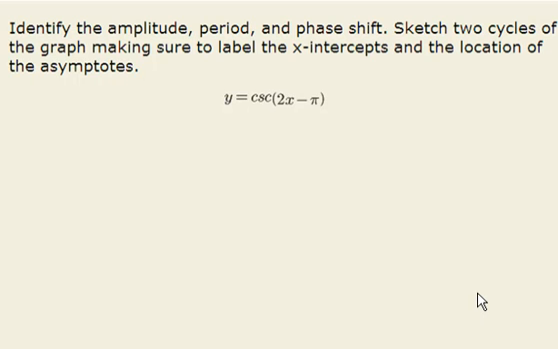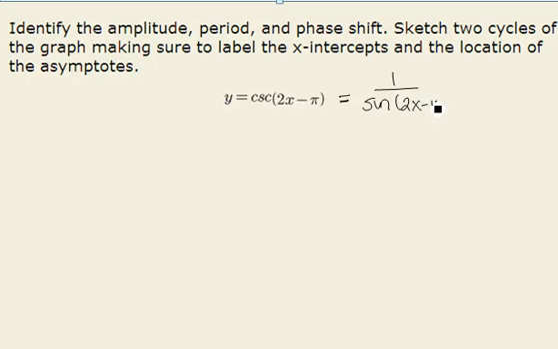In this problem, we are asked to sketch 2 cycles of the graph of y equals the cosecant of 2x minus pi, making sure we label the x-intercepts and the locations of the asymptotes. We are ready to sketch this graph, and we can recognize that in order to sketch this graph, we could look at its reciprocal relationship of sine and sketch the graph for the sine of 2x minus pi.